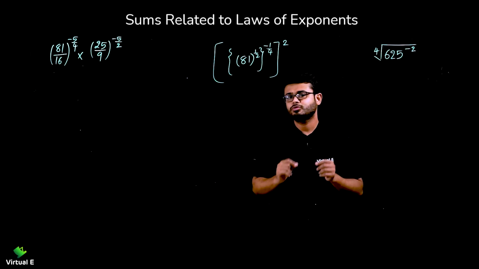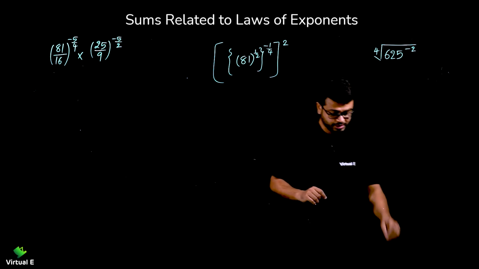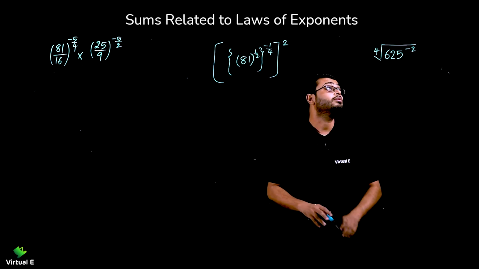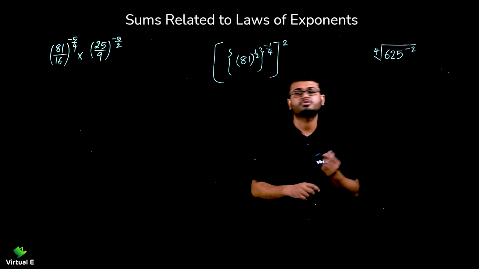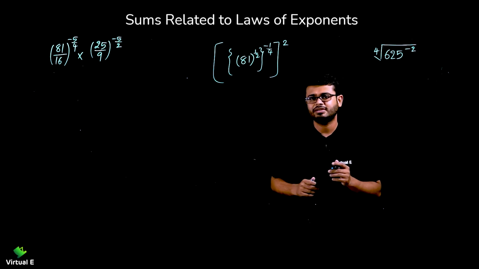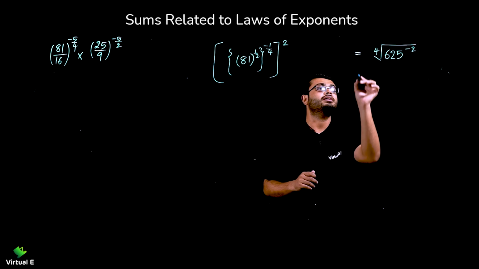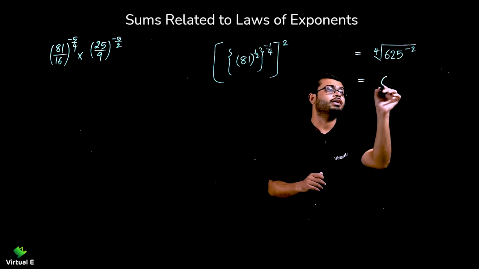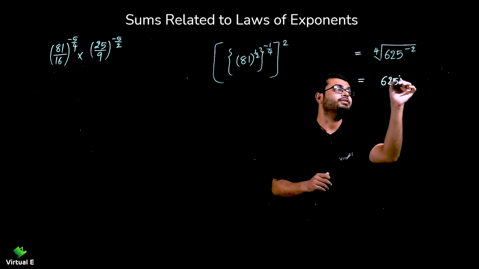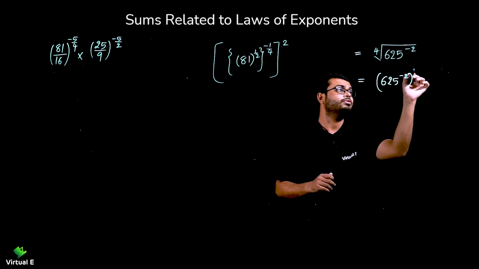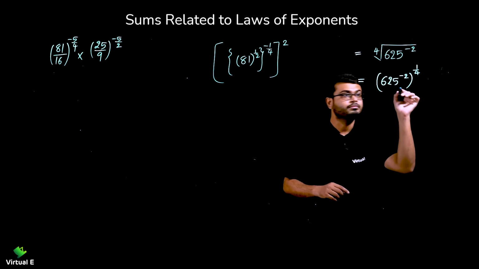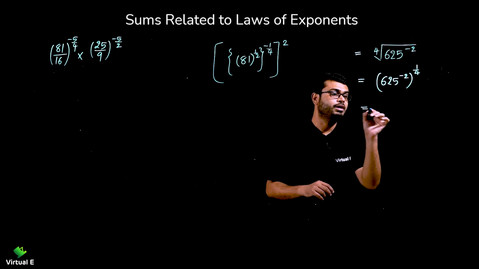Let's discuss a few more questions. Let's start with the first one. This one is the 4th root of 625 raised to minus 2. This is similar to the last one that we discussed. So let's start here. We can write 625 raised to minus 2, and the 4th root is the power 1 by 4, right? Now let's convert into a positive power.